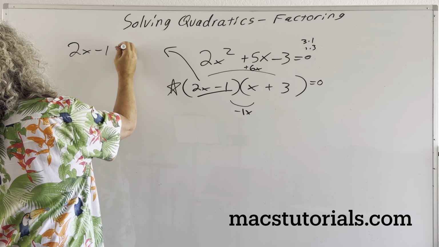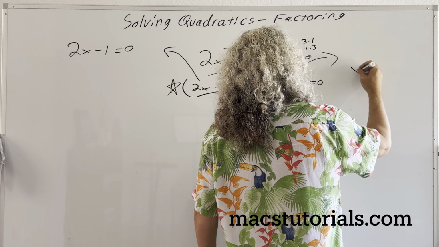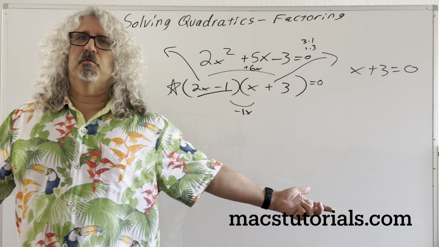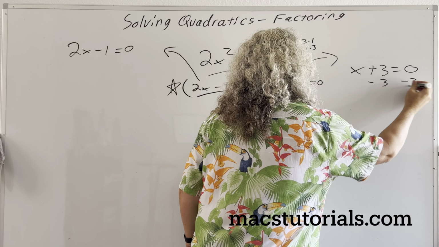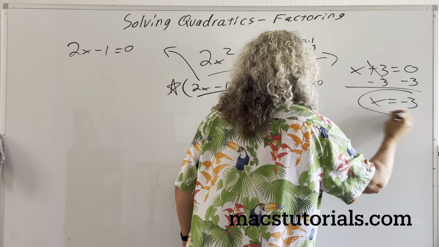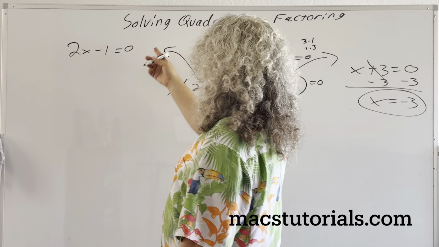2x minus 1 equals 0. I'm going to do this one over here: x plus 3 equals 0. All I have to do is solve. Let's start with this one. Minus 3, boom, x equals negative 3. That's one of the solutions, but there's two. Let's take a look at this one.